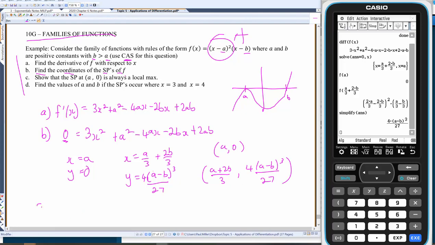All right, now it says here, show that the stationary point at a comma 0 is always a local maximum. So this is always going to be a local maximum. They want us to show it.